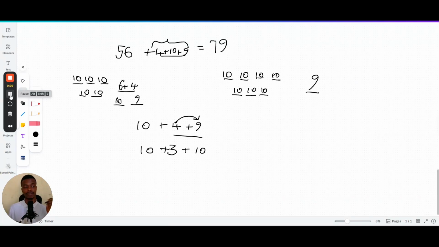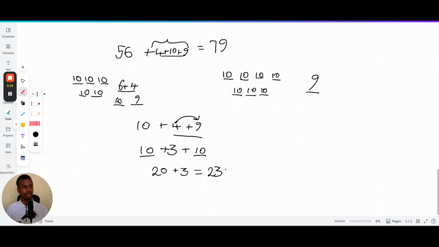Aha, now it is very simple. 10 plus 3 plus 10 is quite easy. You add 10 plus 10, that gives you 20. So you're left with 20 plus 3. And when you add 20 plus 3, it becomes 23. So what this means is simple. It means that you're going to add 23 to 56 to get 79.